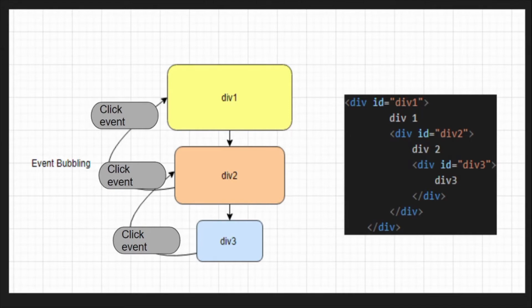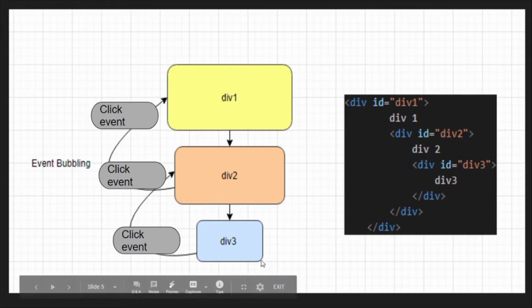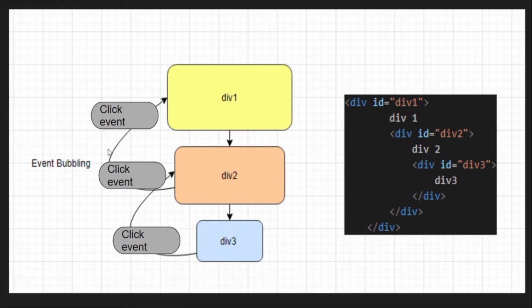And when I say this event will fire, I'll not click on div2 or div1. I'll only click on div3. First its own event will fire, then div2's event and div1's event, and the event will propagate from one to another, from child to parent, and we call this entire flow event bubbling. And by default, JavaScript supports event bubbling. This is the first scenario we have.